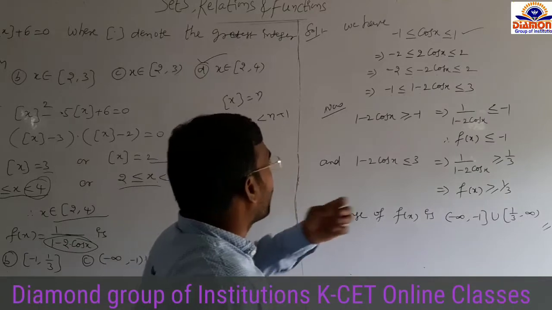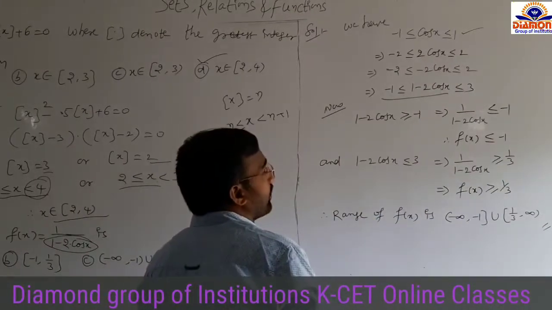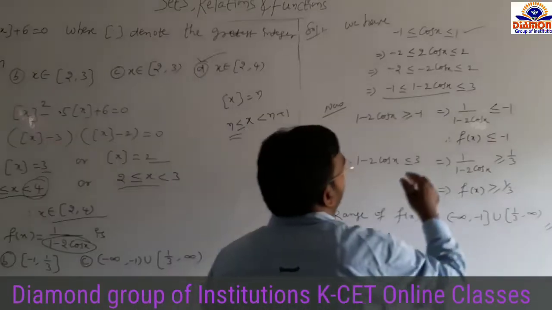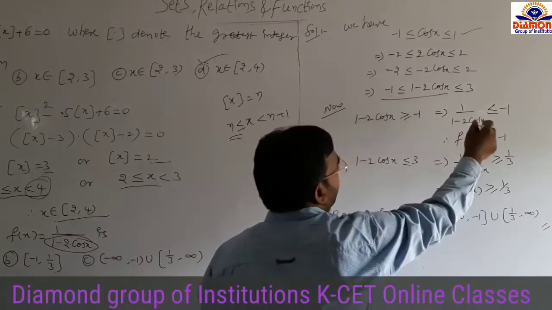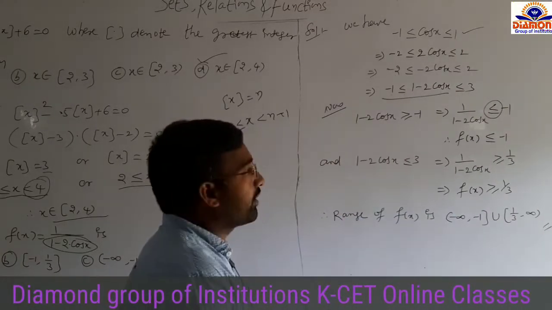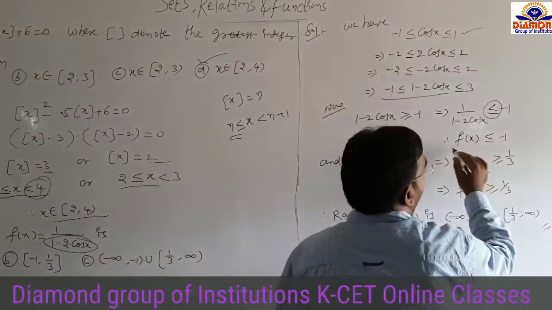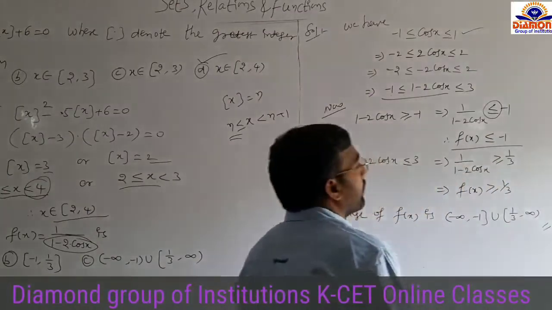So now first take this relation. 1 minus 2 cos x greater than or equal to minus 1. So we need 1 by. So if you interchange numerator and denominator, this symbol also changes. Greater than or equal to changes to less than or equal to. So 1 by 1 minus 2 cos x less than or equal to minus 1. Therefore f of x is less than or equal to minus 1.